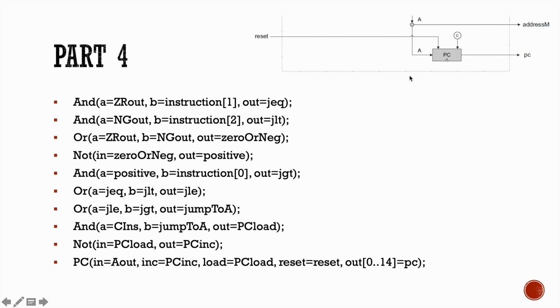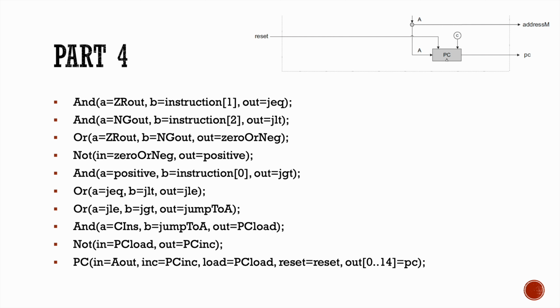Part 4 contains the PC, which is also known as the program counter. We've covered this a few weeks ago. So the program counter is basically a register which contains the address of the instruction to be fetched next. And in this part of the HDL, the load bit of the PC is determined by the jump bits and the ALU outputs. So basically these lines of code determine the jump conditions and check the ALU outputs to see if the conditions are met.